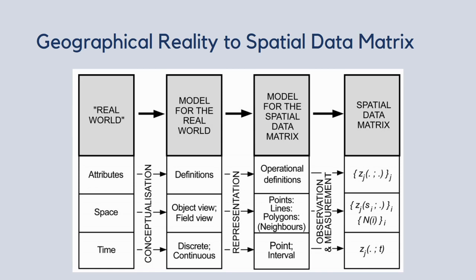So the object view is often used to conceptualize social, economic, and demographic data, such as the houses, people, factories, roads, and towns, whilst the field view is often used to conceptualize environmental and physical data such as the rainfall, pollution, elevation, and whatnot. Although there is always some choice involved. Okay.